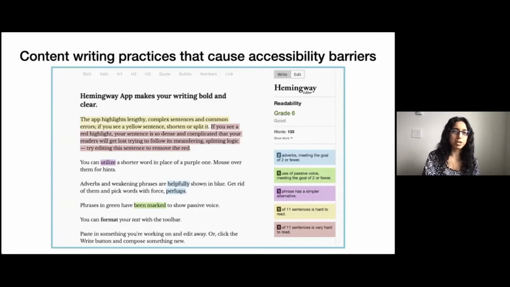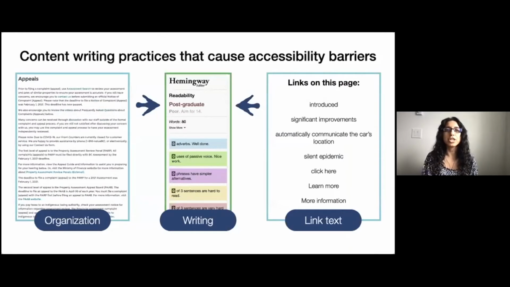And so you would just put your content in and it's going to adjust all of these metrics as you write. So this evaluation here shows that the content that I was looking at is actually at a postgraduate level, and that's really too high for this content.